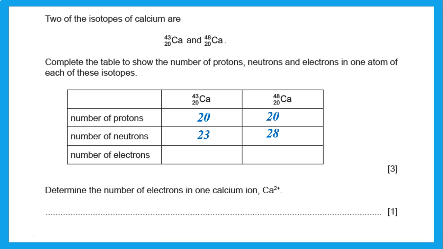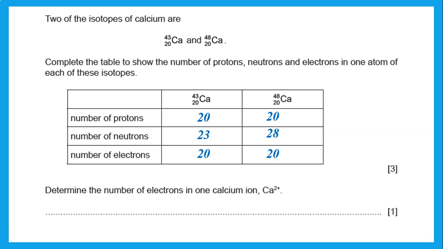What about the number of electrons? These are atoms, so protons are equal to electrons. What if he says determine the number of electrons in one calcium ion? So I have calcium 2+. What does that mean?